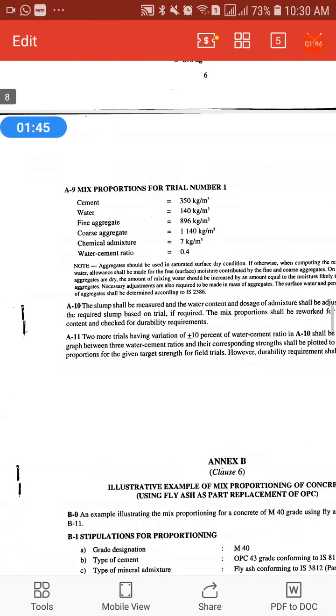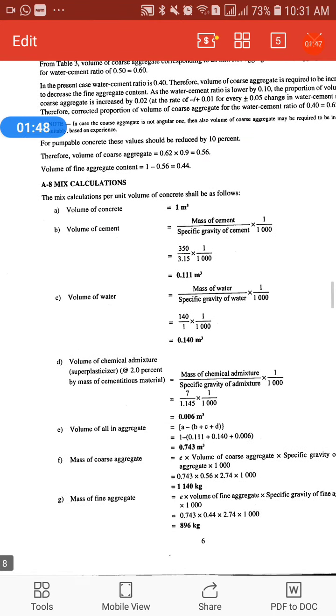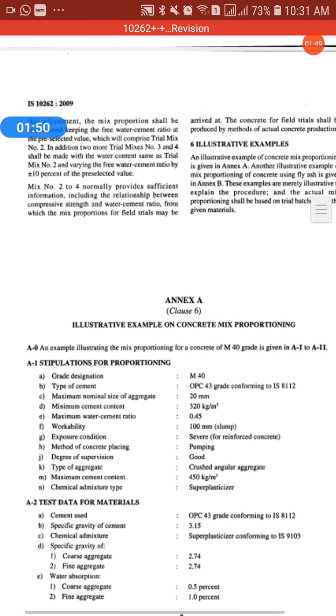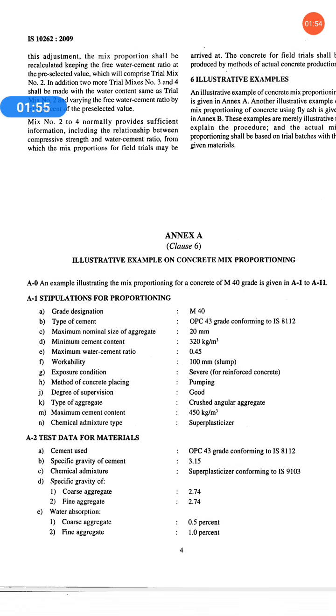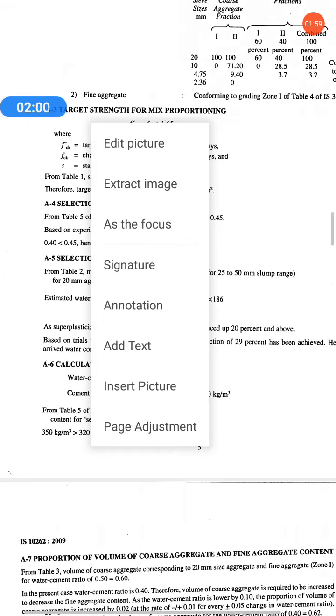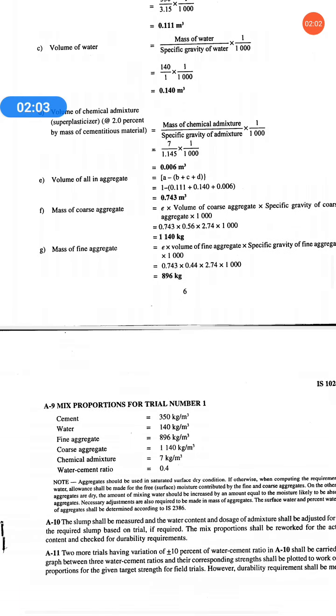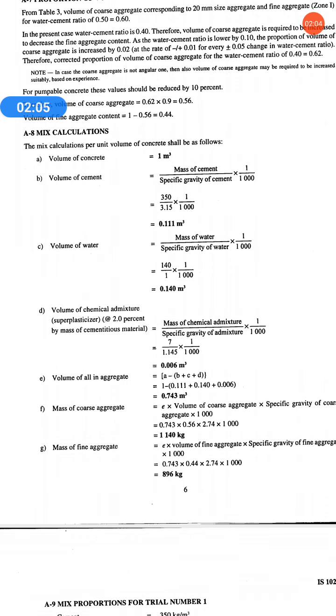So where we are, this one. I have told you this question, the first one, clause 6, Annex A. This is super plasticizer and pumping. There is no fly ash in this; everything else is the same as before. So volume of chemical admixture, 2% by mass of cementitious. So the mass of chemical means 2% of the cementitious material, that is 7, because your cement is 350 kg, and 2% of 350 kg is 7, so 7 by 1.14, this one.